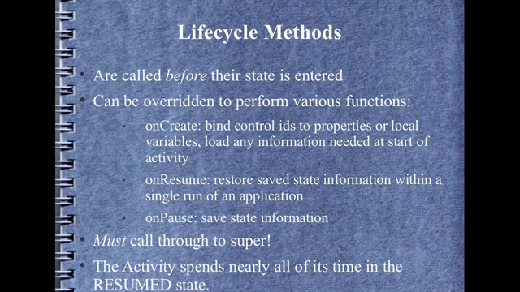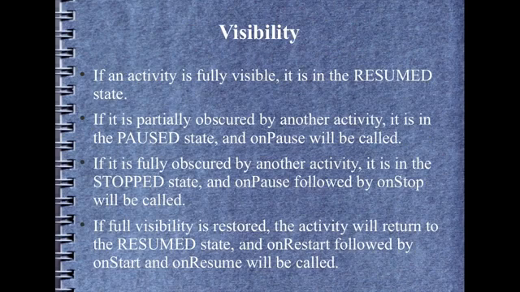Finally, the activity spends nearly all of its time in the resumed state. In other words, in the fully interactive and fully visible state. So what about this visibility concept? Well, we have 6 lifecycle methods. We have 6 lifecycle states. Resumed is fully visible. Paused and started, those 2 states, are partially visible. Started is partially visible because it's coming up.